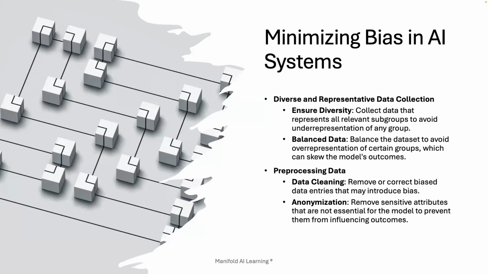Another key step in data pre-processing is anonymization. It's very important that we take the necessary step during the data preparation itself to remove the sensitive attributes which are not essential for the model, so that we can prevent them from influencing the outcome.